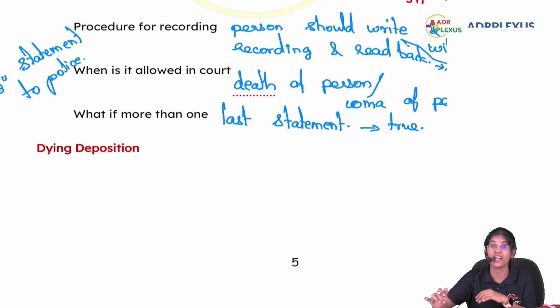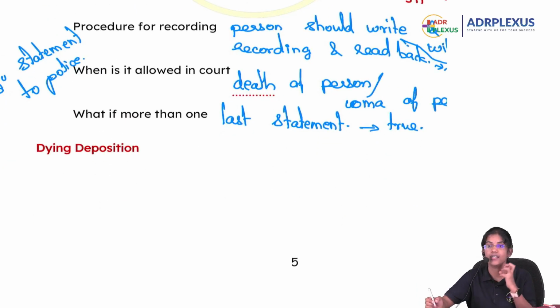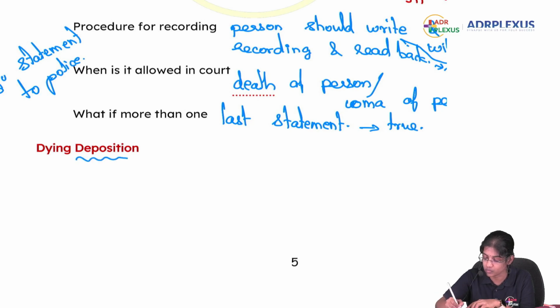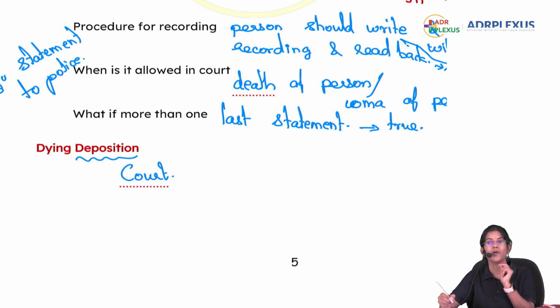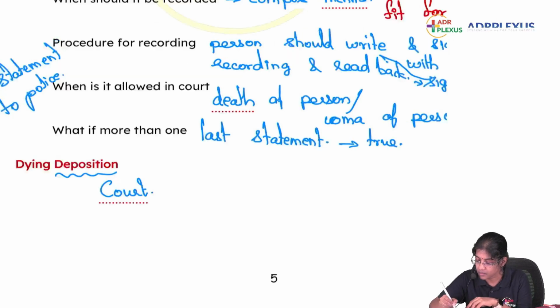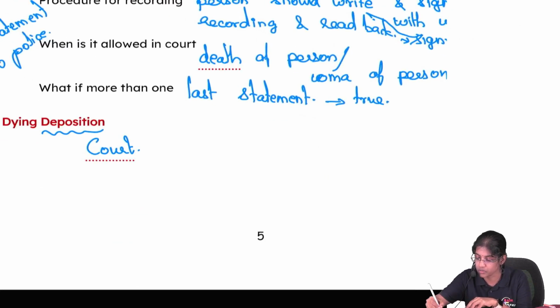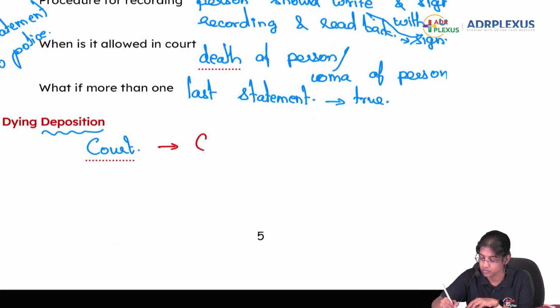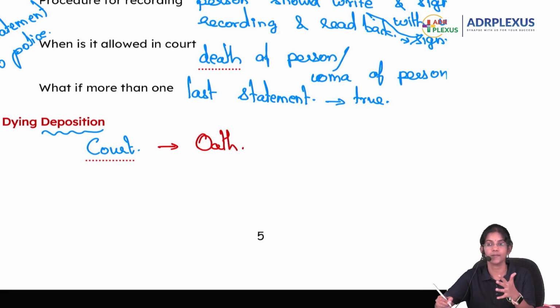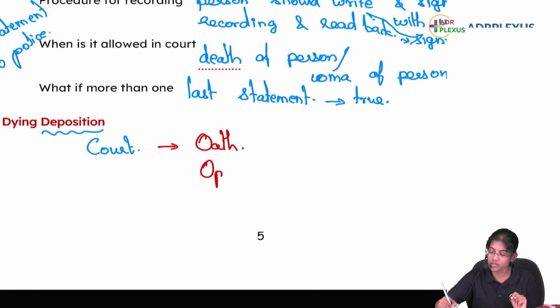Now, next you have dying deposition. Deposition means there is court involved. Only then do you use the word deposition. When court is involved, you use the word deposition. So what does this mean? Here, you are going to have someone who is going to take oath. Right? Oath is taken. Opposite side party comes in.